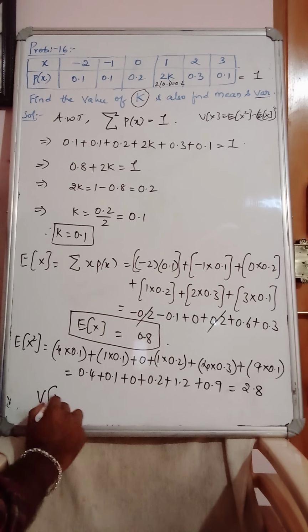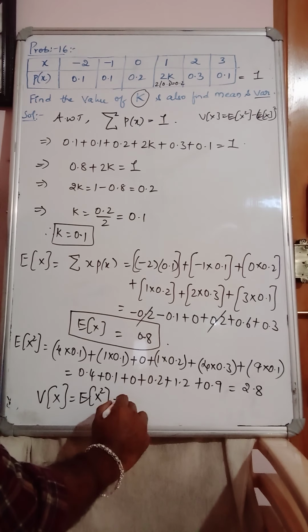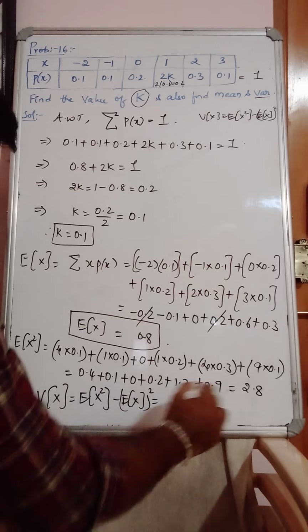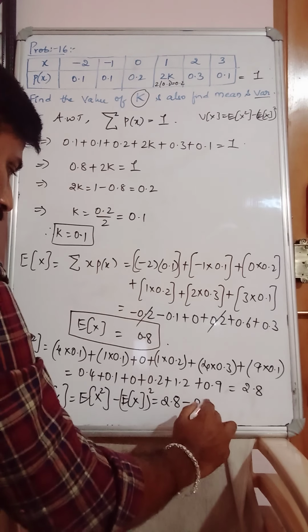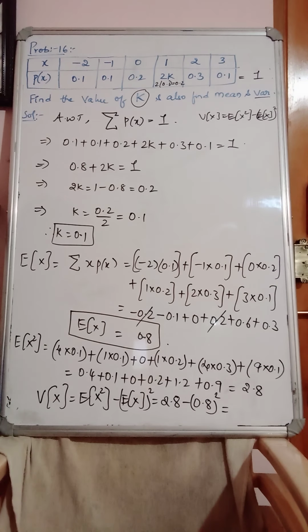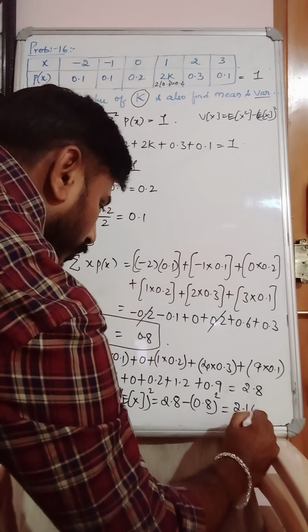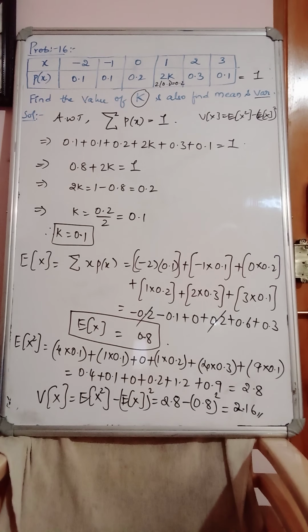Therefore, the variance of x equals the expectation of x square minus the expectation of x whole square. That is, the expectation of x square is 2.8 minus the expectation of x, 0.8, whole square. Now what is the answer? 2.8 minus 0.8 whole square, that is 2.16. This is the answer. Go through it once again.